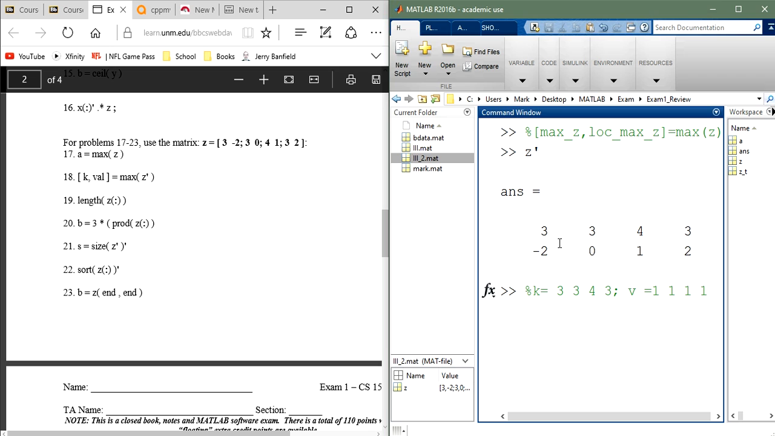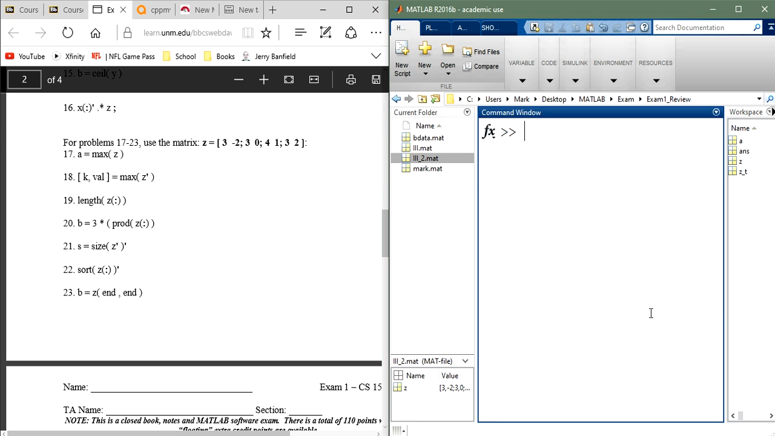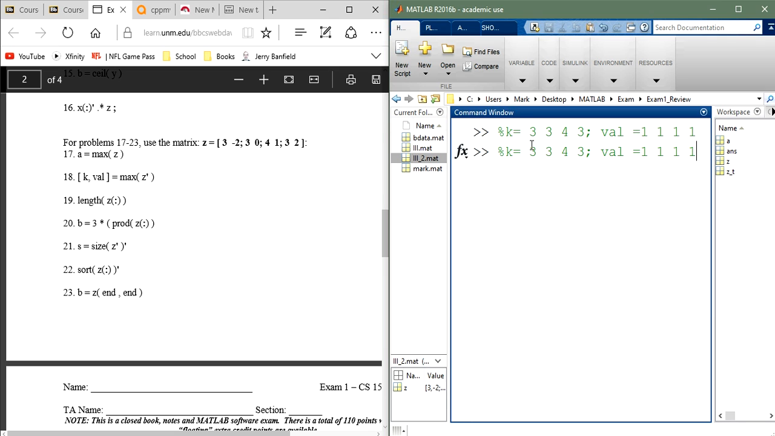Let me comment this out. This is the answer, this is what I believe will pop up: K equals 3, 3, 4, 3, and val is equal to 1, 1, 1, 1. Let's do it. I'm pausing while I type. Right here it should say val, before I execute it. You know what? I got this. Control C. This should be val. I'm sorry. CLC. Don't clear. And then go up. I believe the answer to be this, in my heart. I might get it wrong.